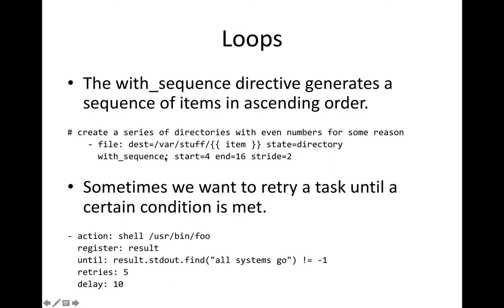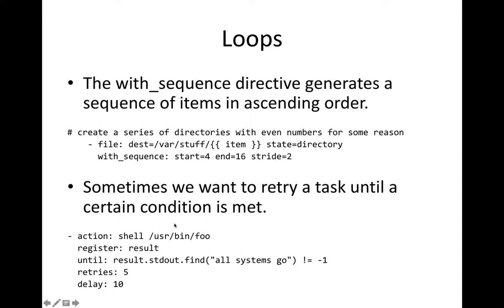So we also pass in the with_sequence directive, and we start the sequence at 4, end it at 16, and use a stride of 2. Stride means a step. So when Ansible runs this sequence, it's going to start at 4, and then step up to 16 in steps of 2. So it'll go 4, 6, 8, 10, 12, 14, 16. And each time it's stepping through that sequence, it's going to assign that sequence value to this item variable. So what will happen here is that this file module will be called multiple times, and it will create a set of directories. So it'll create directories called /var/stuff/4, then /var/stuff/6, /var/stuff/8, /var/stuff/10, and so on.